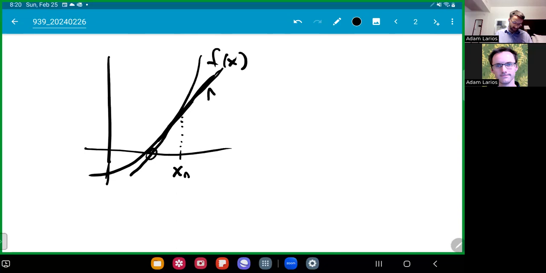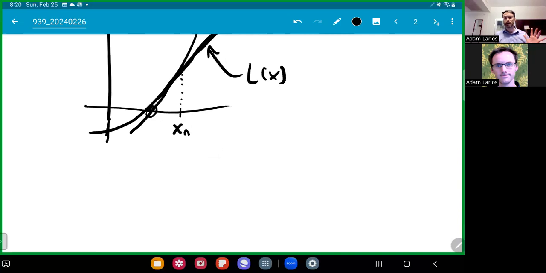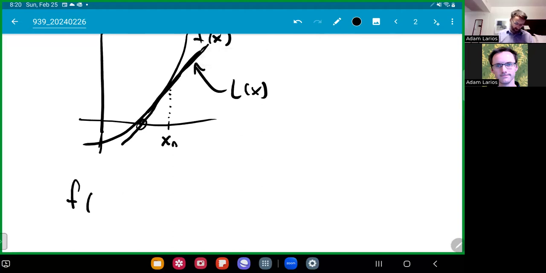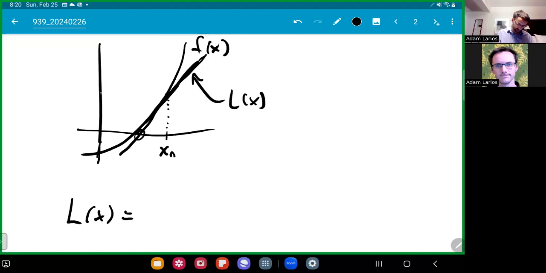First of all, we need to write down an equation for the line. Let's call the line L of x. In fact, I'm going to jump straight to the multidimensional case because it's just the same as the one-dimensional case. So we have a function f of x, and we're sitting at a particular guess xn, and I can write down the linear approximation. Well, we know what this point is. This is just f of xn, right? And then we know what the slope is.